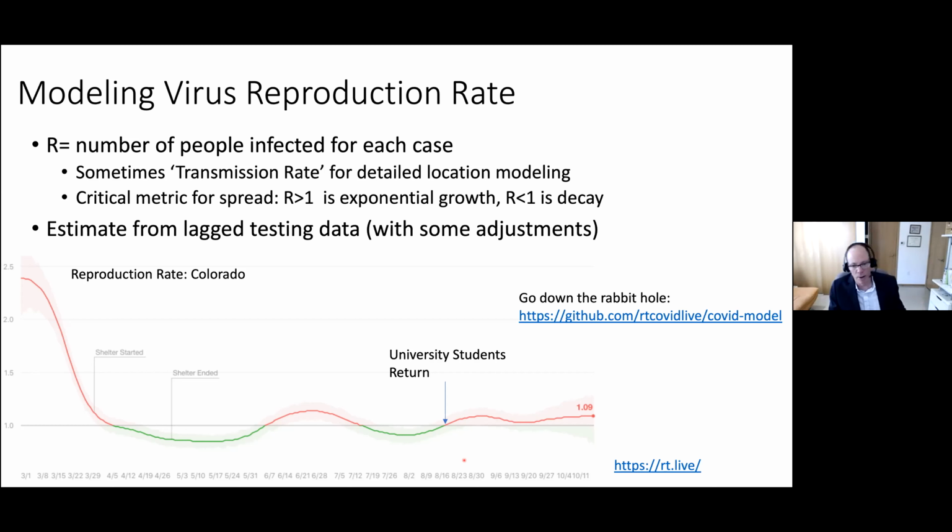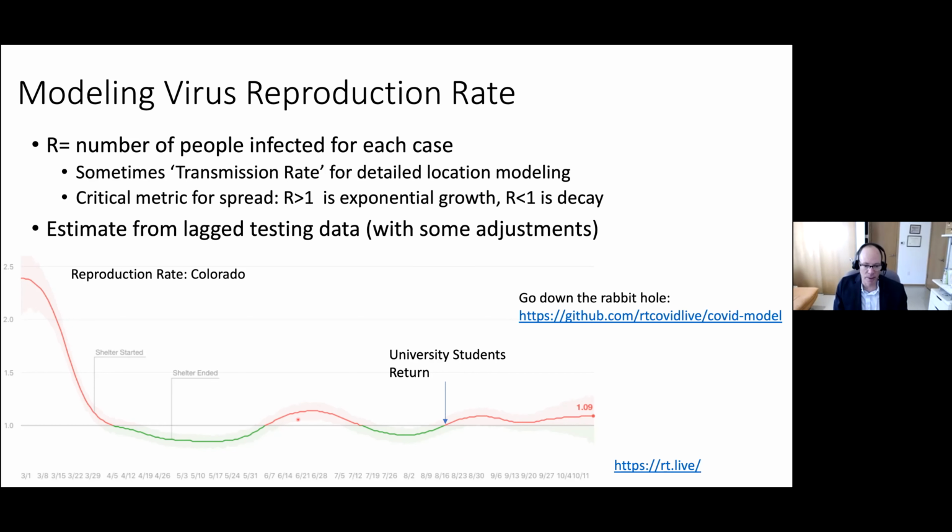And they run it every day on the web. And so I live in Boulder, Colorado, and this is the state reproduction rate for Colorado over time. You can see in March, you started with a lockdown. When the shelter started, it was already dropping. And then when the shelter ended, the reproduction rate was below 1. So green is good, red is not so good.